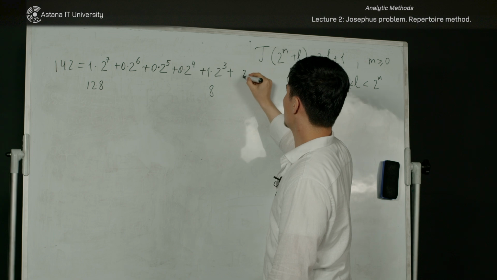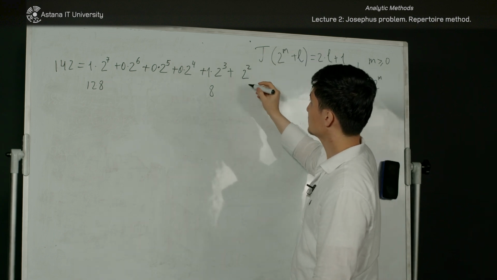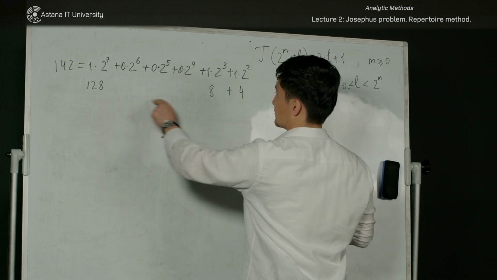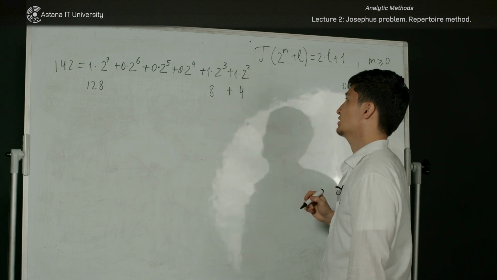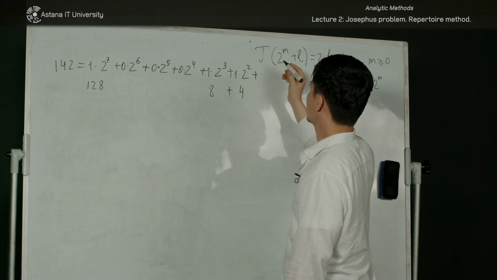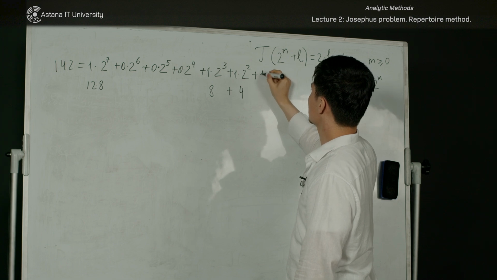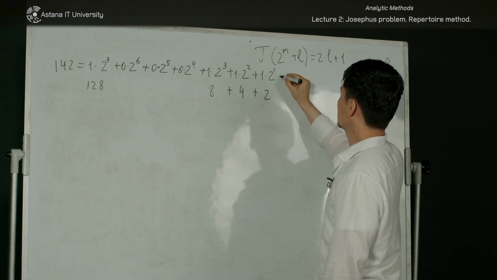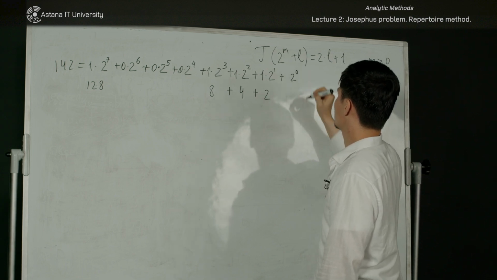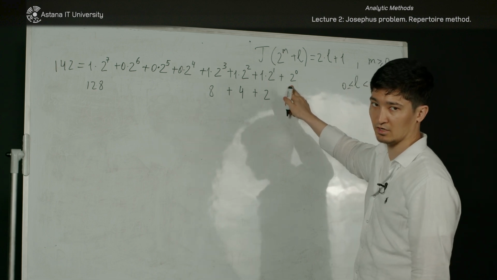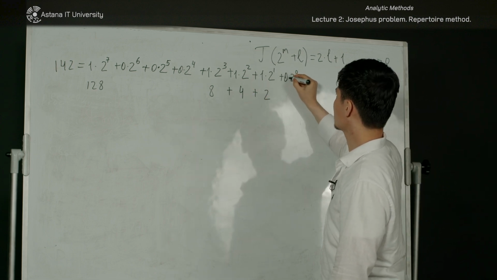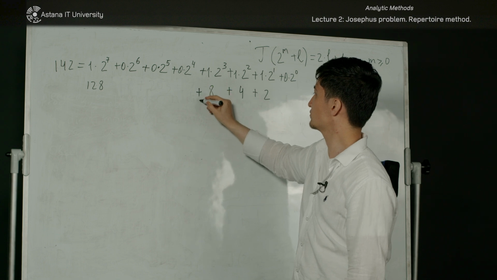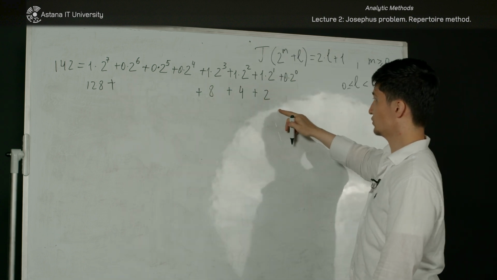The next is 2 to the power of 2, which is 4. Again, I'm going to count it, so I have 136 plus 4 is 140. Next is 2 to the power of 1, which I'm going to count as well. And the very last one is 2 to the power of 0, which is 1. But if I count it, I'm going to get 143, so I will not count it. And I have over here in total 142.